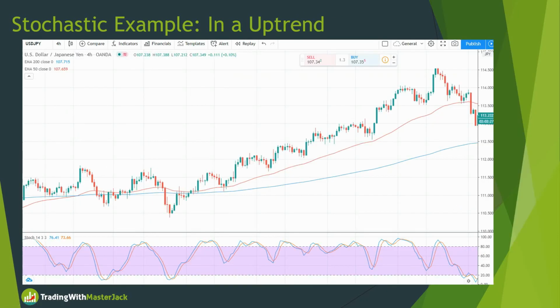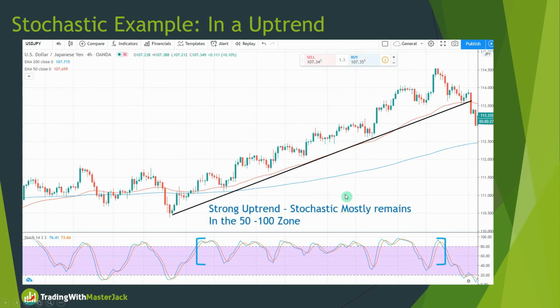A stochastic application, an uptrend, similar as the downtrend, just the opposite. We've got our dynamic support along the way here with our trend line. You'll see here in a strong uptrend, the stochastic mostly remains in the 50 to 100 zone, and in this case when it pulls back to here towards the 50, into the 50 area, going a little bit over that would be, inverted commas, your oversold positions, ideally to enter into going along the uptrend.